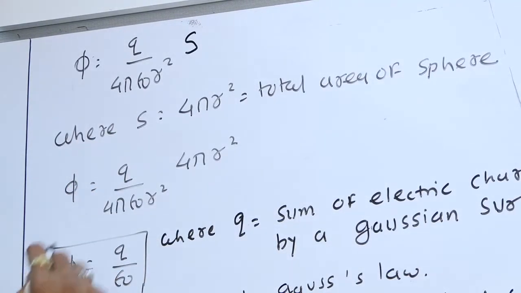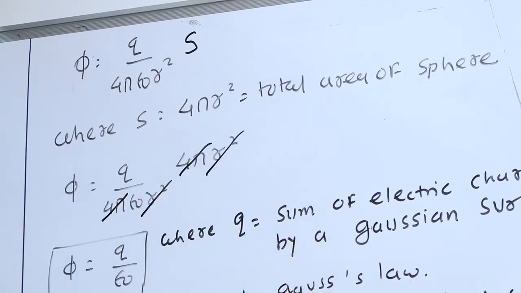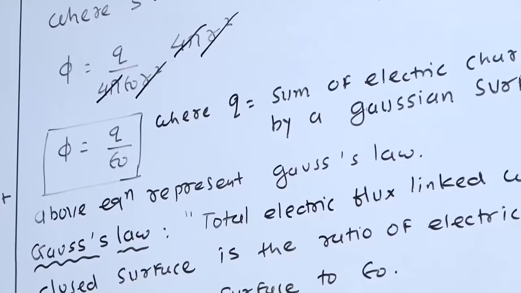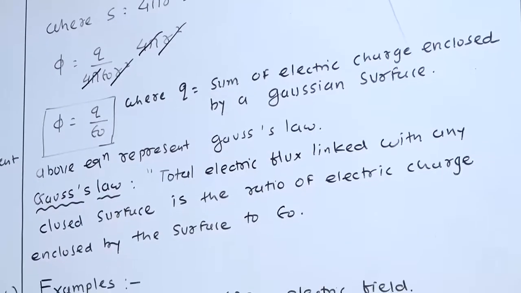So now, students, 4 pi cancels, and r square also cancels. Which term remains now? Phi is equal to q by epsilon 0. This is the equation of Gauss law.